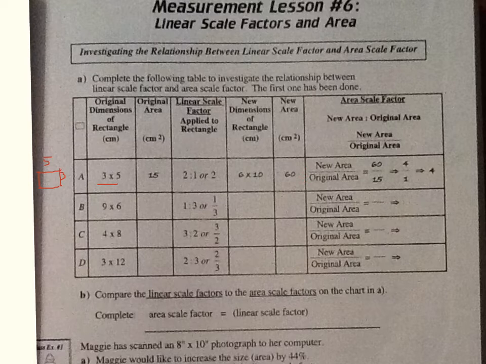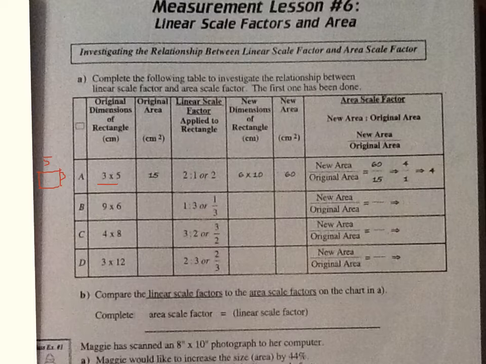So now we're going to look at a thing called area scale factor. Our linear scale factor was 2. So let's take a look at the new area. The new area is 60, and the old area was 15. If we divide 60 by 15, we get an area scale factor of 4. So when we increase the dimensions by 2, the area actually increased by a factor of 4. Keep that in mind as we do the next one here.